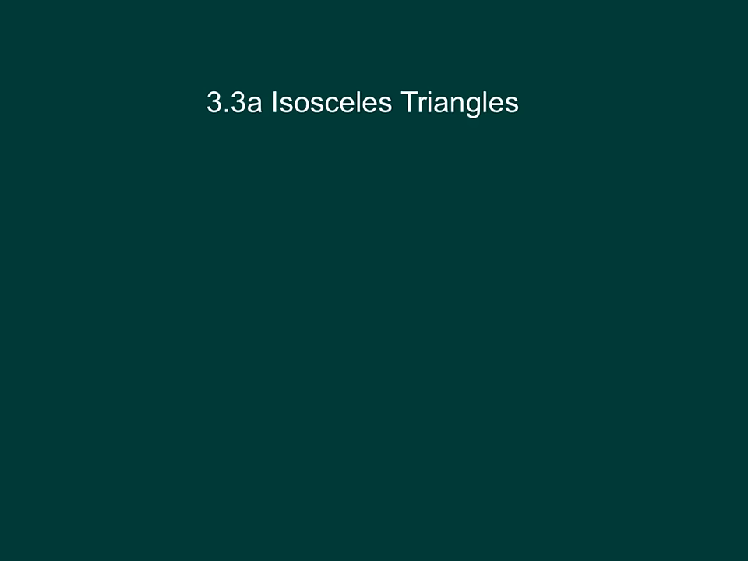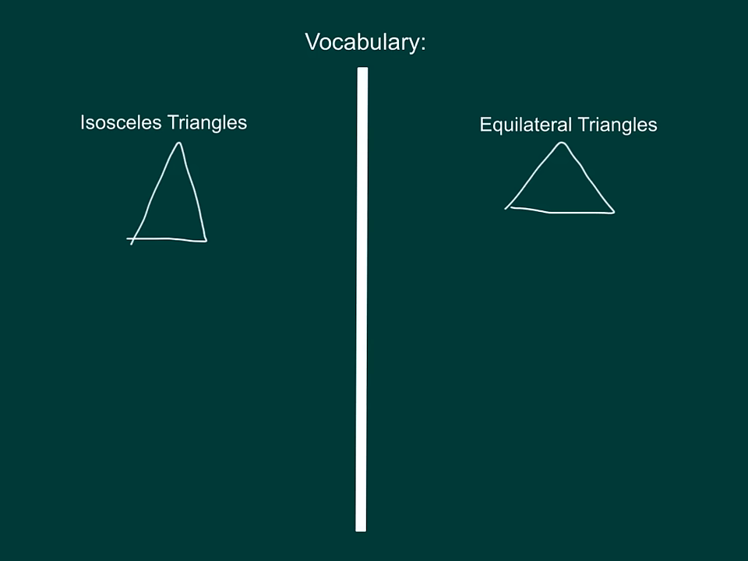Okay, this is 3.3a, Isosceles Triangles. Okay, so here's some important vocabulary to start us off. So we have two different triangles that we're going to talk about this morning. So we have the isosceles triangles and the equilateral triangles. So if we first start with the isosceles triangles, we have a couple important pieces of information.